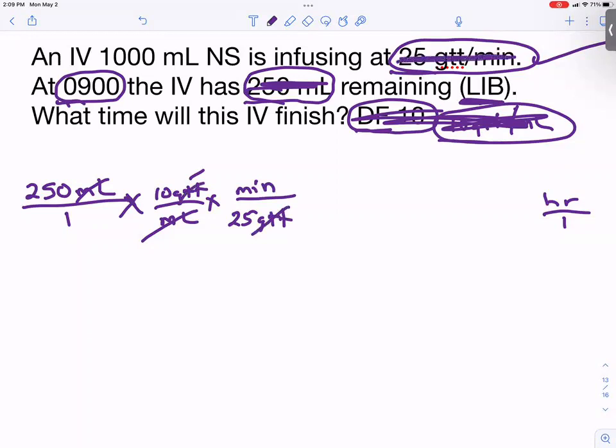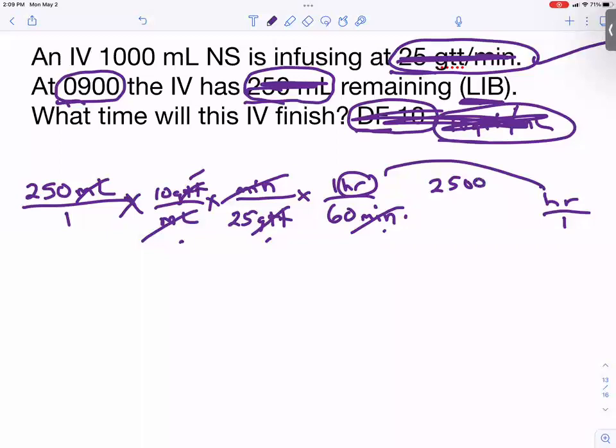I've already used that. And how do I get minutes to hours? 1 hour is 60 minutes. That gets rid of my minutes. So I have hours and nothing else. Everything else is crossed off. So now it's just math. So 250 times 10 is 2,500, sorry. And 25 times 60 is 1,500. When I divide 1,500 into 2,500, it'll give me 1.666666. I usually go like 6 numbers.